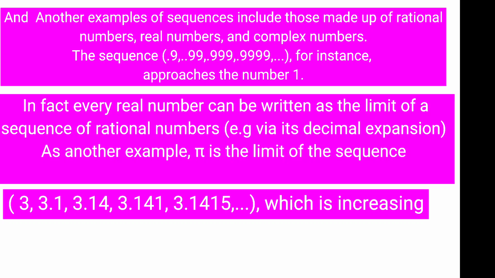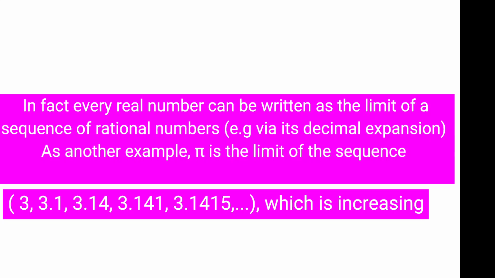The sequence 0.9, 0.99, 0.999, 0.9999, for instance, approaches the number 1. In fact, every real number can be written as the limit of a sequence of rational numbers, e.g. via its decimal expansion. As another example, pi is the limit of the sequence 3, 3.1, 3.14, 3.141, 3.1415, and so on, which is increasing.